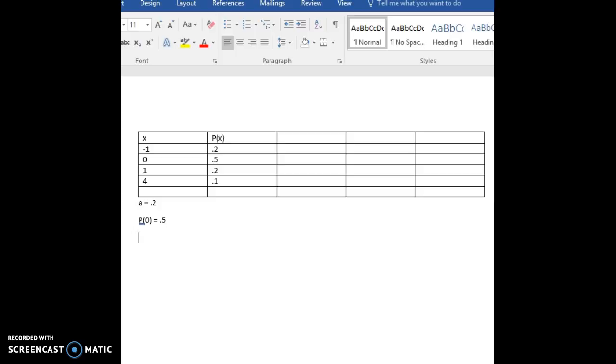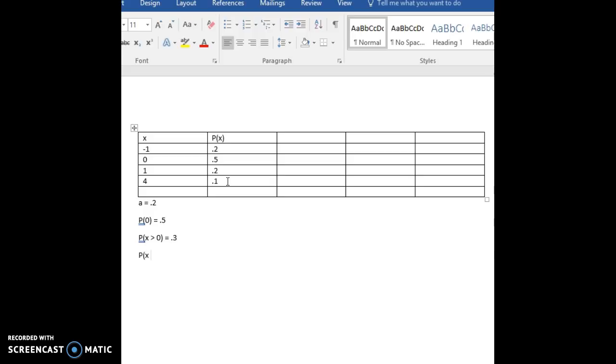All right, the next thing it asks us to find is the probability that x is greater than 0. Okay, so the only two numbers that are greater than 0 in our chart are 1 and 4. So if we add up those two probabilities, 0.2 and 0.1, this is 0.3.